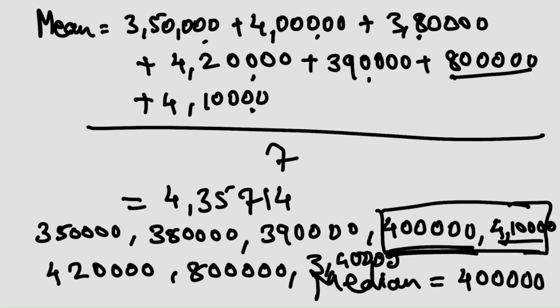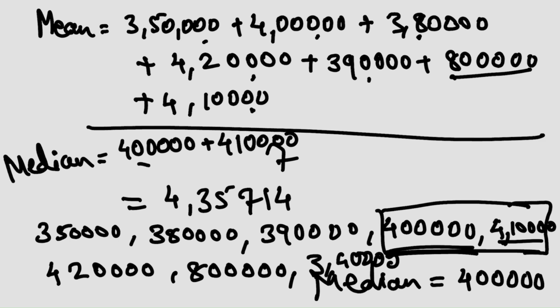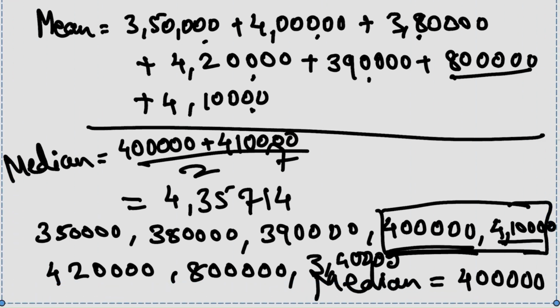That is not the mean. I would take the middle 2 values and divide by 2. So in this case the median would look like 4 lakhs plus 41000 divided by 2, and whatever the result you would have got, that would have been the median. So this solves the dilemma of what we should do in cases of an even number of values in a particular data set. Now let's move on to the next concept, that is mode.